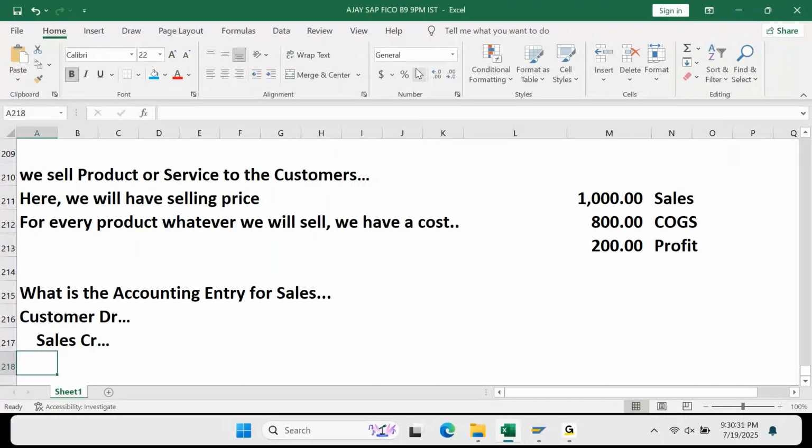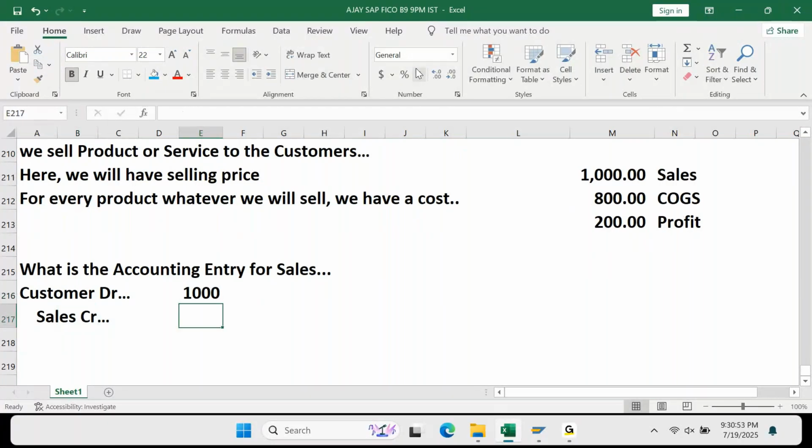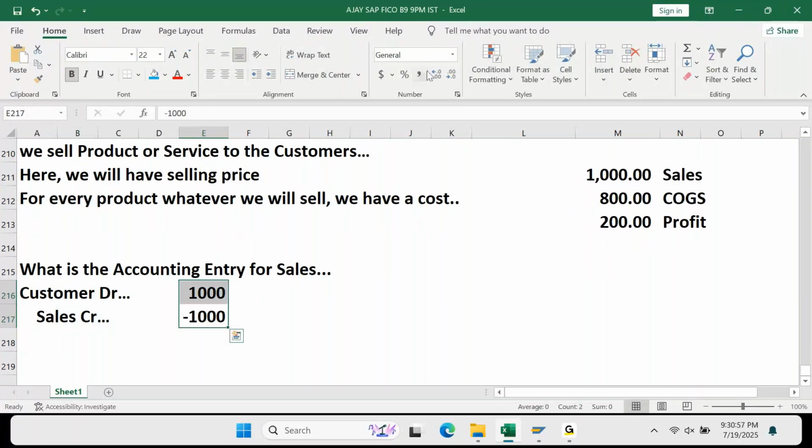Okay, let's take the customer scenario only, not a cash sale. Let us take a credit sale, where you will be debiting a customer account. If I say customer account debit, sales account credit, what will be the amount that we have to consider here in this accounting entry? 1,000 rupees. 1,000 on the debit side, 1,000 on the credit side. Is this correct? Yes.